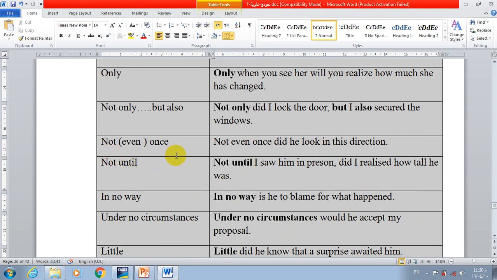Not even once. Like the example, not even once did he look in this direction. Here in this sentence too, we use the helping verb did before the subject pronoun he. And not until, like the example, not until I saw him in prison did I realize how tall he was. Here we use did before the subject pronoun I.